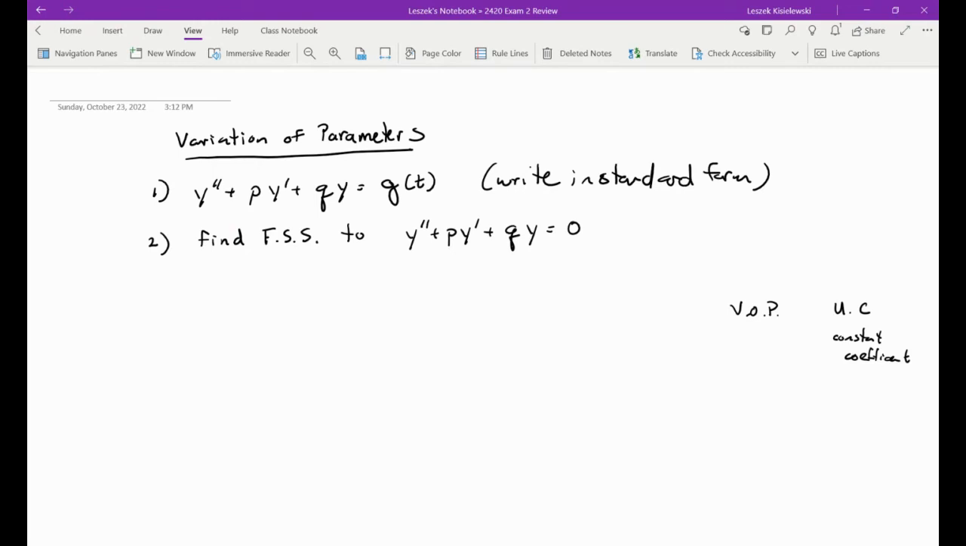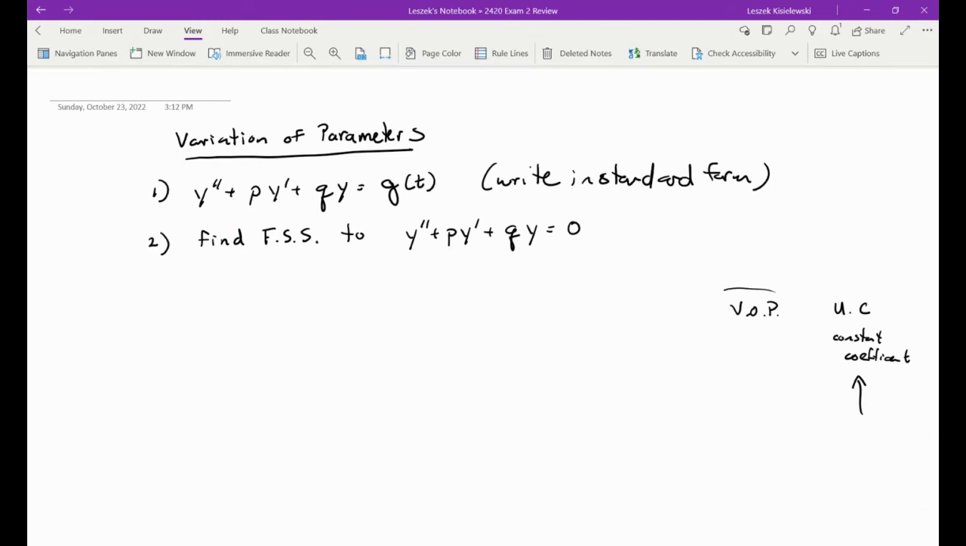Variation of parameters can be used when it's more general, when you don't necessarily have constant coefficients, and the right-hand side might be something like tangent. Tangent of t is not an acceptable form when using undetermined coefficients. Or something weird like x times log x.